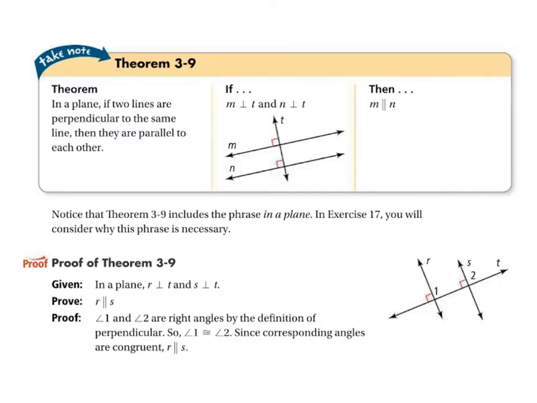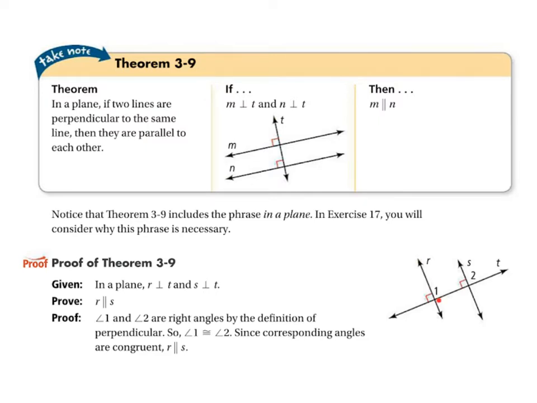So this theorem deals with perpendicular lines. In a plane, we're on a flat surface, all three of these lines are on the same plane. If two lines are perpendicular to the same line, then they're parallel to each other. If M is perpendicular to T, as you can see it is, and N is also perpendicular to T, then they're going to be parallel to each other. It says, notice that Theorem 3.9 includes the phrase "in a plane," because in exercise 17, you'll consider why that's necessary. So here's the proof of this theorem.